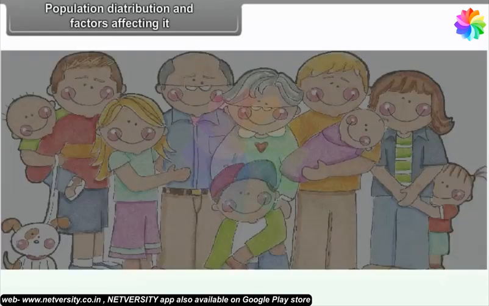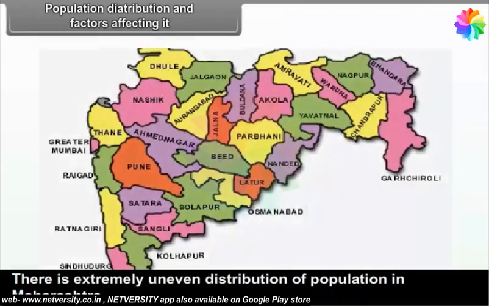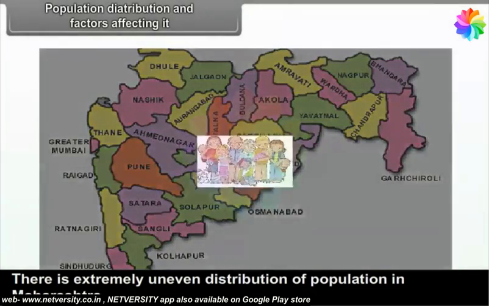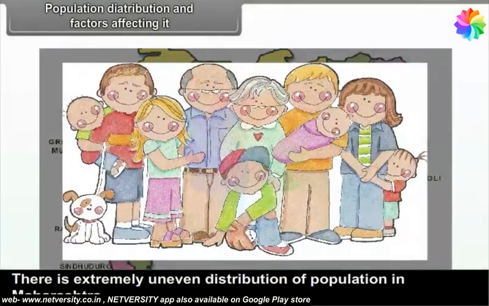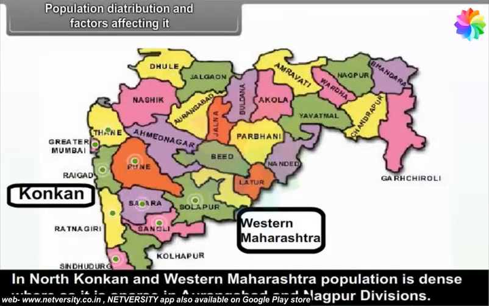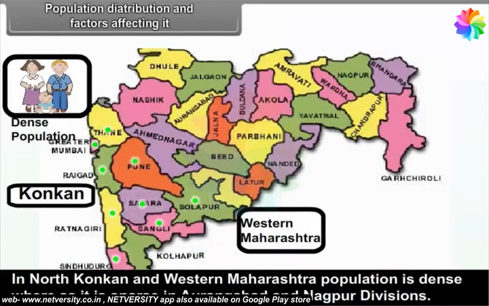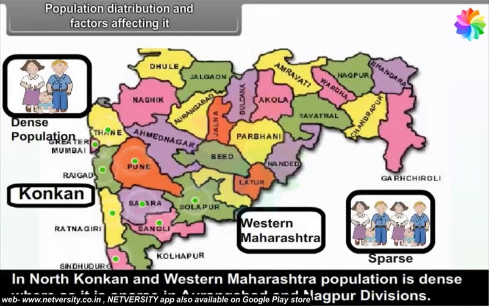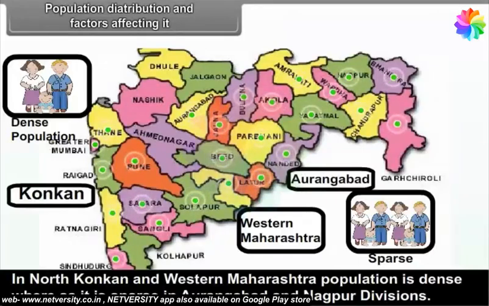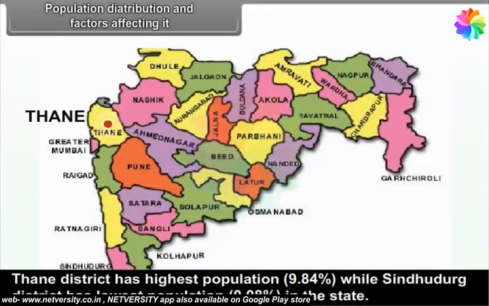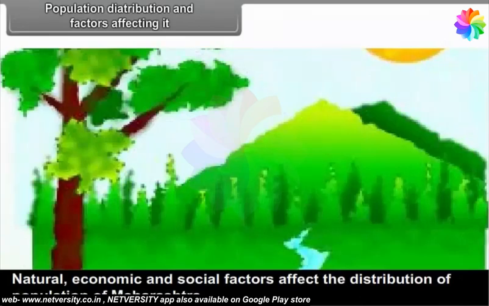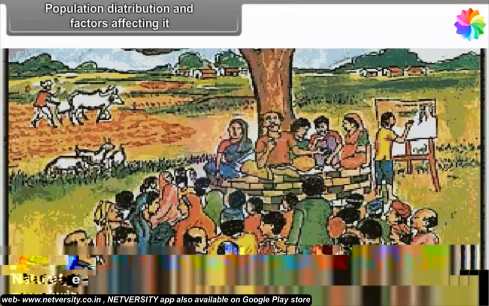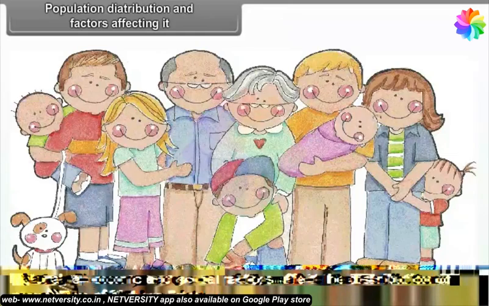Population distribution and factors affecting it. There is extremely uneven distribution of population in Maharashtra. In North Konkan and Western Maharashtra, population is dense, whereas it is sparse in Aurangabad and Nagpur divisions. Thane district has the highest population, 9.84%, while Sindhudurg district has the lowest population, 0.08% in the state. Natural, economic and social factors affect the distribution of population of Maharashtra.